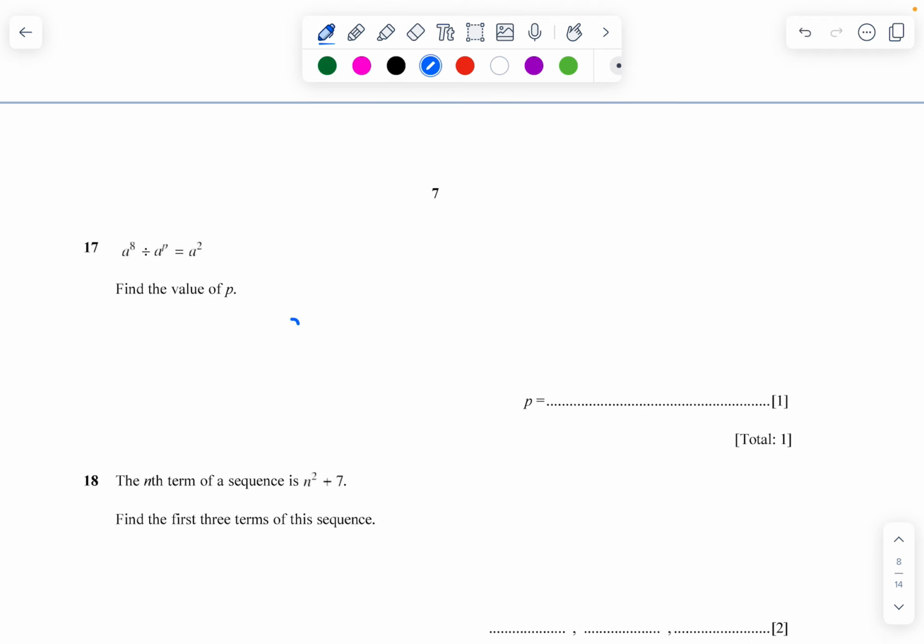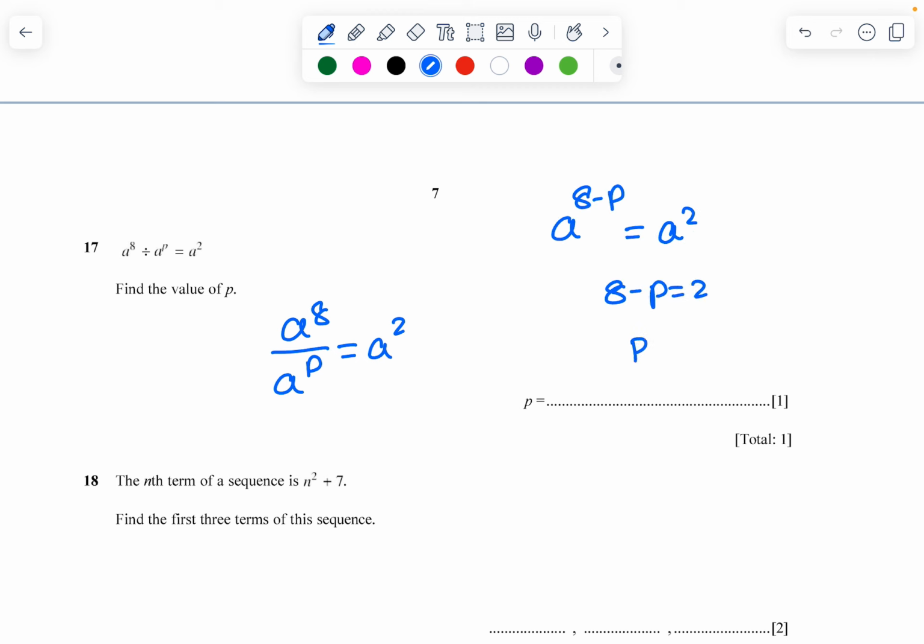Question number 17. A to the power of 8 divided by a to the power of p equals to a to the power of 2. A to the power of 8 minus p equals to a to the power of 2. 8 minus p equals to 2. So p equals to 8 minus 2 and it is equals to 6.